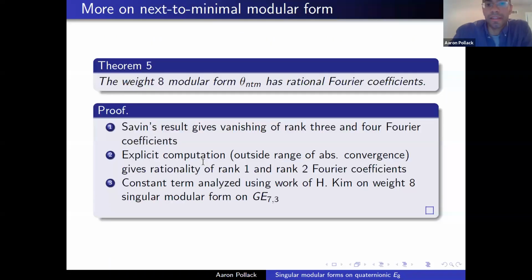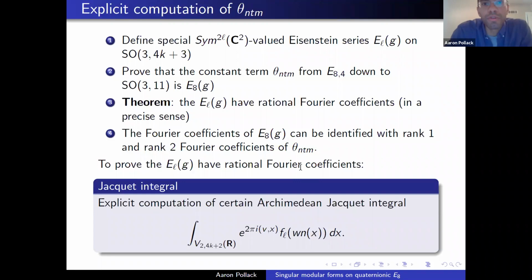So how does one prove that these rank 1 and rank 2 Fourier coefficients are rational? If you think of E8,4, it has a D7 type Levi, and that D7 type Levi is isogenous to SO(3,11). So one can take the constant term of theta next to minimal down from E8,4 to this SO(3,11), and one gets a special Eisenstein series on SO(3,11), and one proves that these special Eisenstein series satisfy a differential equation, and they have some notion of Fourier coefficients because of that.